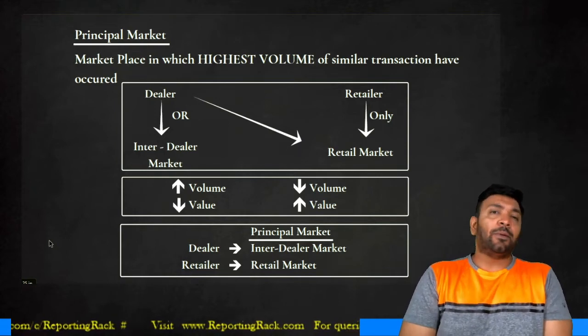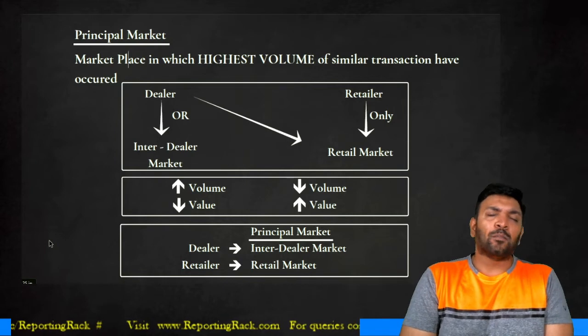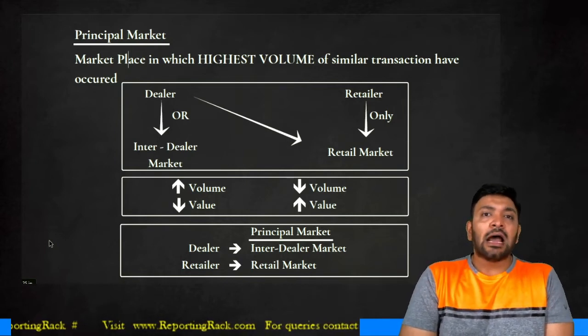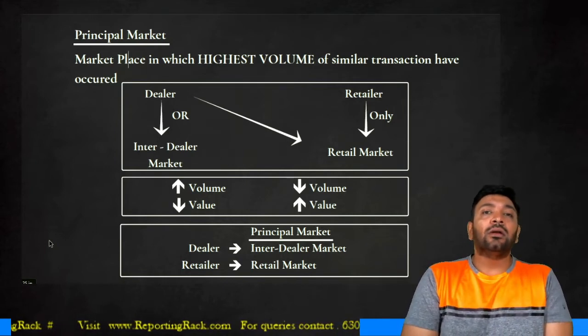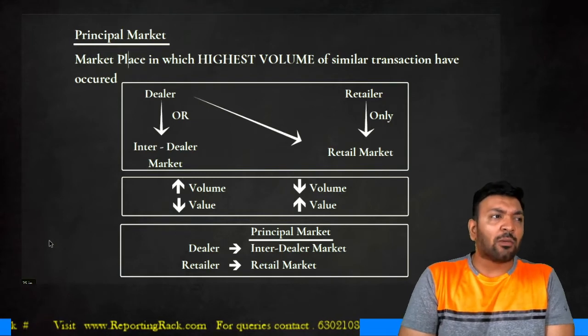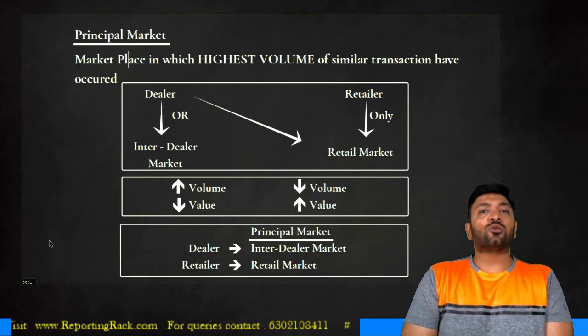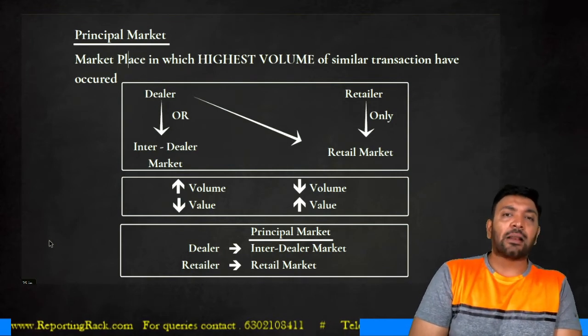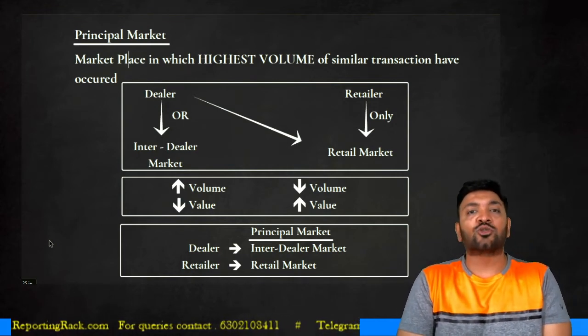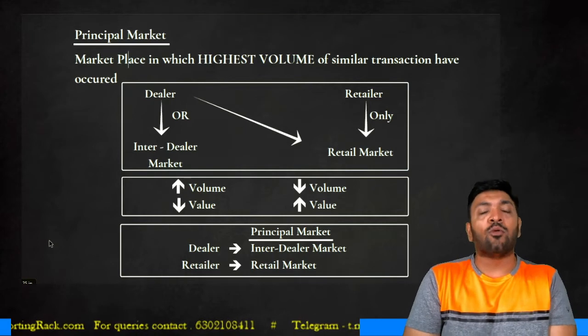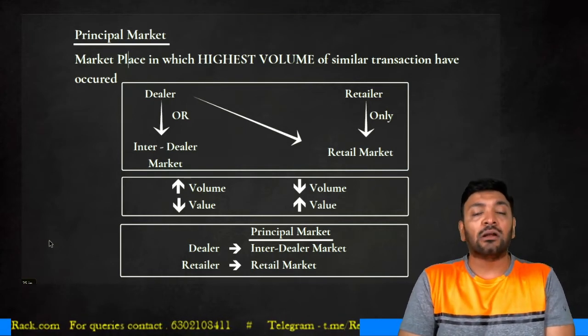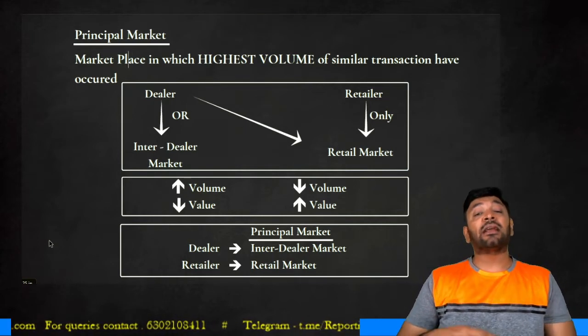Let's say there are multiple markets. I have a commodity. What commodity? Let's say I have a pen. A pen which can be sold in Hyderabad, the same pen can be sold in Bangalore, the same pen can be sold in Delhi, the same pen can be sold in Mumbai, in Kolkata, and in Chennai.